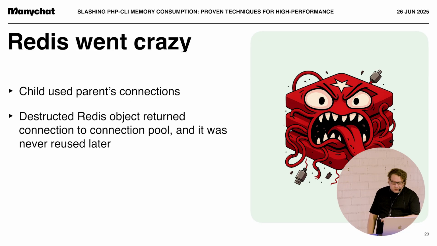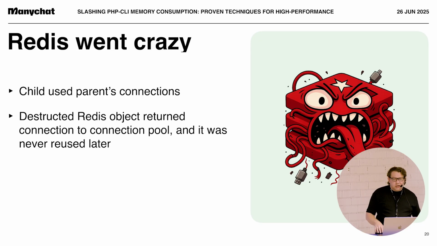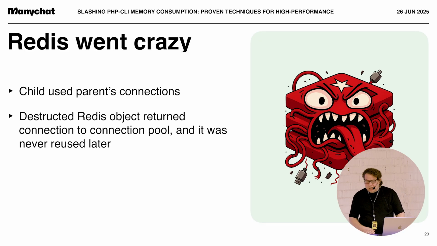So two problems, one solution. We just forcefully close all the connections we have before forking, and the children open their own connections and use their own connections. And this is valid not only for PCNTL fork.